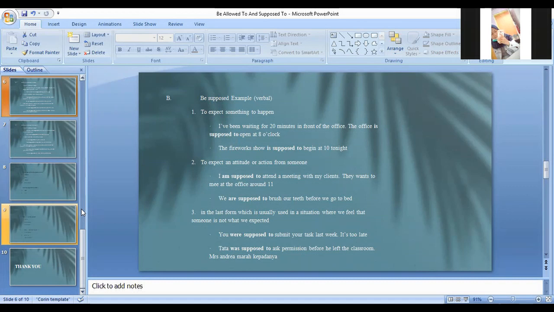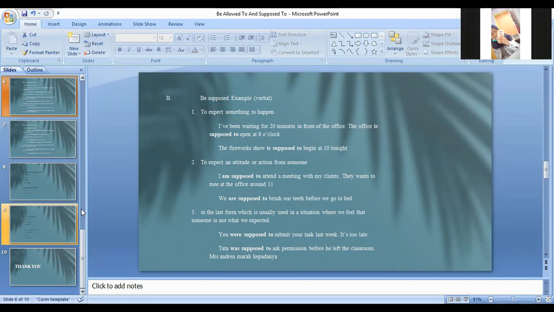To expect an attitude or action from someone. I am supposed to attend a meeting with my friends. We are supposed to brush our teeth before we go to bed.